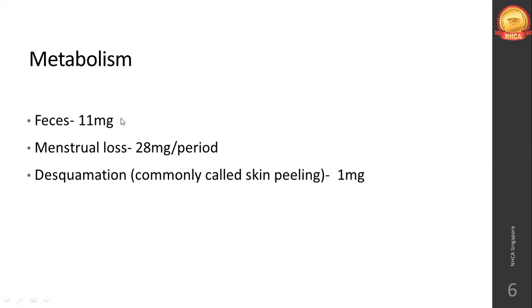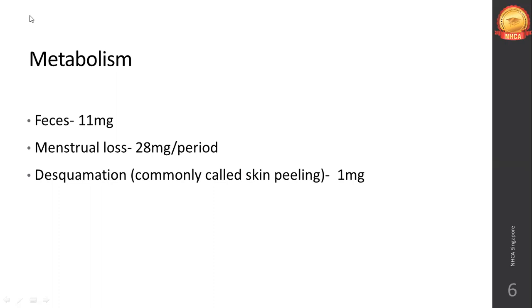As it is, the absorption is very low when it comes to iron. In females you lose around 28 mg of iron on a monthly basis because of menstruation. Women who are in the reproductive age group, 28 mg of iron per period every month you lose. And then desquamation, commonly known as skin peeling, which happens at a higher rate in winter seasons. Even in children, the fecal loss could be 9 mg, 10 mg based on the portion sizes that they have, but still it's a big loss. Through feces you are losing 11 mg of iron, which means it's a big loss.